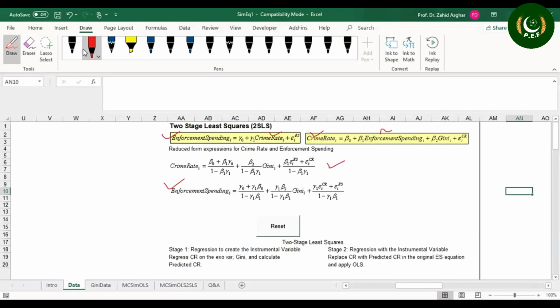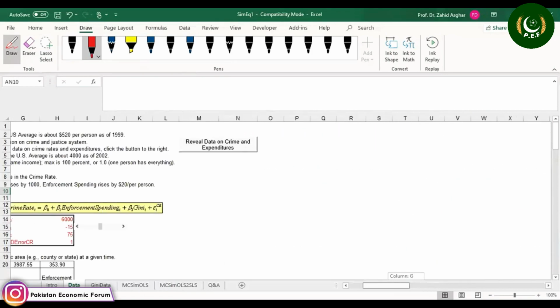So you see here the error terms are mixed up. It means crime rate is a function of enforcement spending, and crime rate and the error term are correlated, which leads to simultaneity bias. So how we are going to estimate this and carry out Monte Carlo simulation and all that, let's be with me.